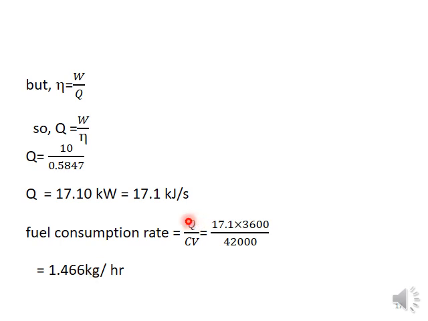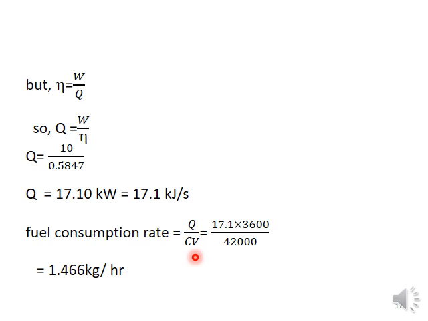So you have to remember this fuel consumption. How will you calculate the fuel consumption rate per hour? It means Q divided by calorific value. Whatever the amount of heat given to the system, meaning heat supply, divided by the calorific value of the fuel. And they asked for the fuel consumption rate per hour, so we have to convert it into hours.